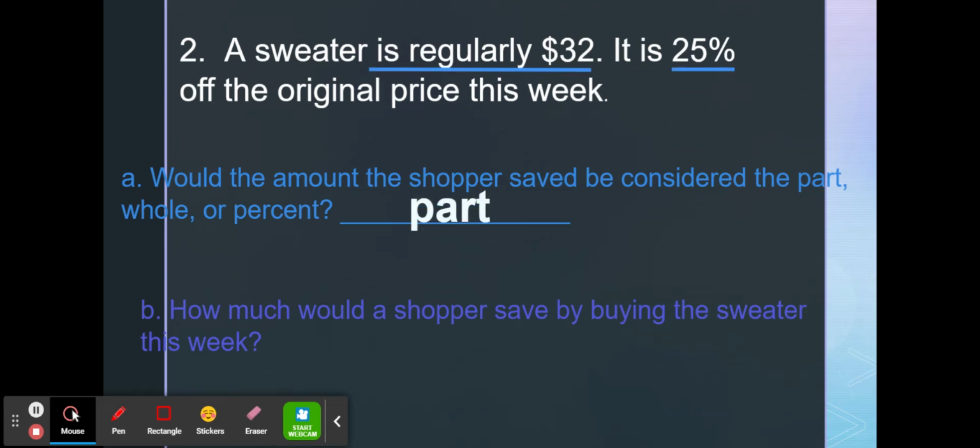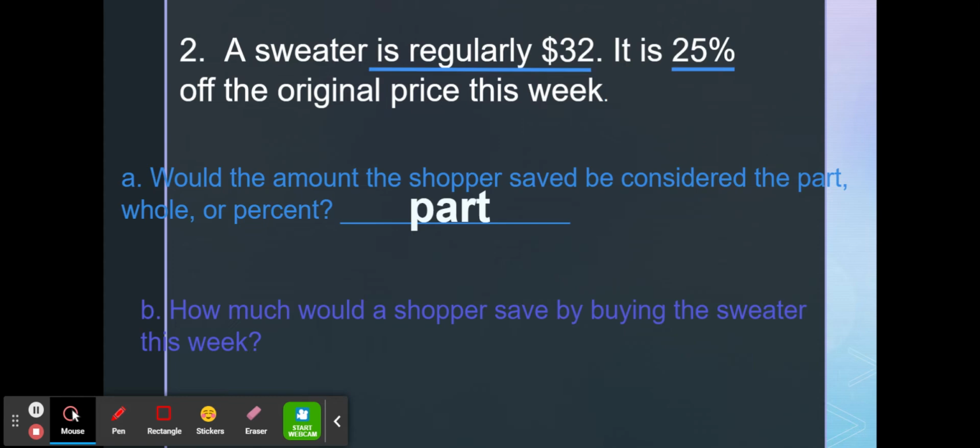And if you think about it, do you ever save the whole amount of something unless something is free? Then you'd save 100%, so you'd save the whole amount. But generally, when you're saving money, you're only saving part of the cost. So make sure you always know that the discount or the amount saved is the part.